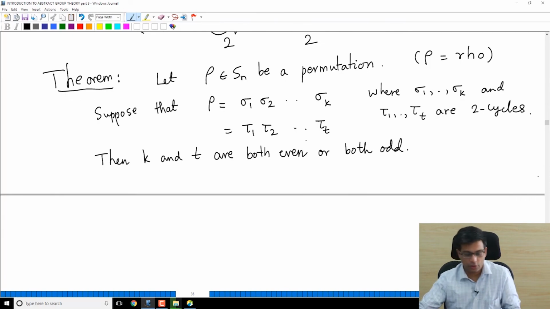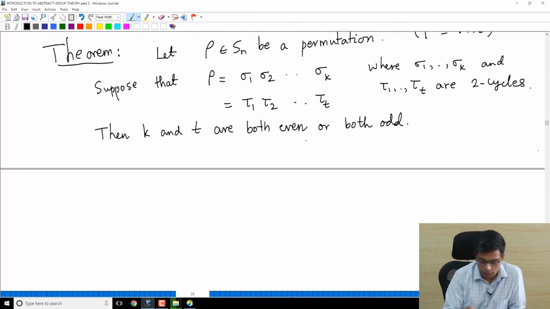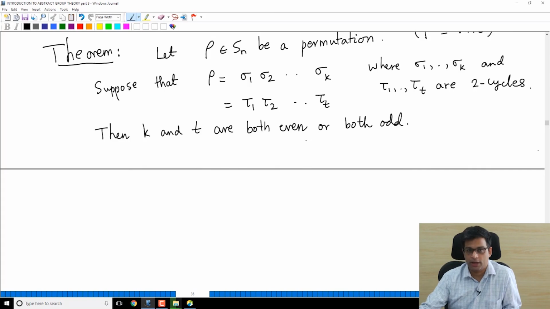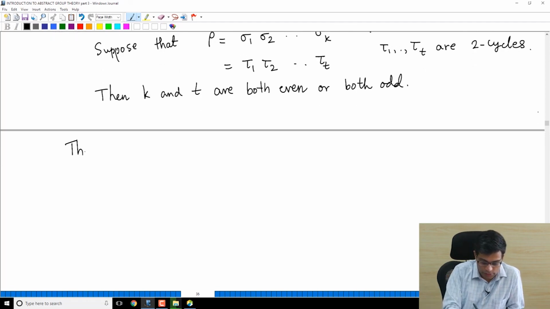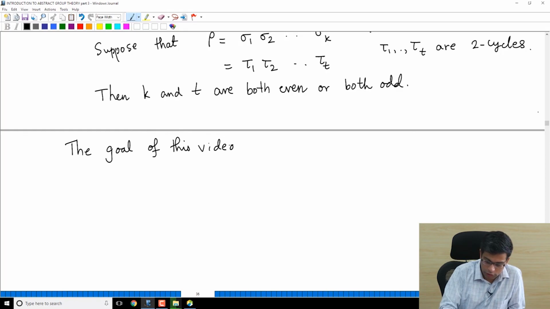So the rest of the video is focused on proving this theorem. It will take some setup. So I'm going to slowly introduce to you the techniques involved. This is not so easy to prove, though as we proceed with the proof, you will hopefully follow it and it makes sense to you, but the proof is somewhat lengthy. So let us systematically prove this. The goal of this video is to prove this theorem.